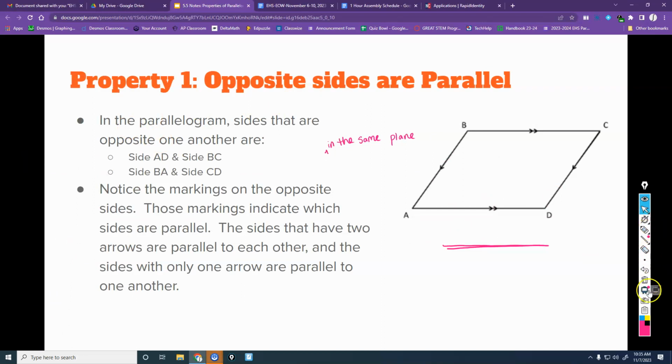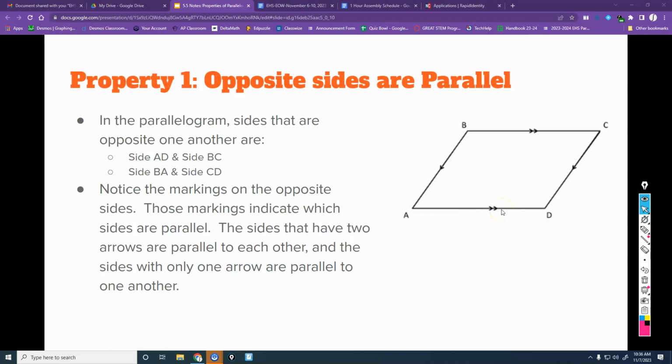First property that we must know, opposite sides are parallel. So to have a parallelogram, the sides opposite each other must be parallel. So for example, AD and BC are opposite each other, and AB and CD are opposite each other. These markings right here, where we put the little arrows, show that two lines are parallel. So if you see a single arrow here and a single arrow here, that's telling you that AB is parallel to CD.